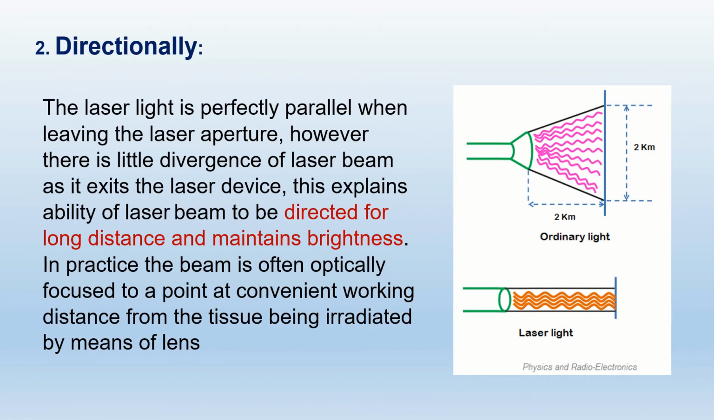Directionally, the laser rays are parallel when leaving the laser aperture, however there is a little divergence of the laser beam. This explains the ability of the laser to be directed for a long distance and maintain its brightness. It's clear how the laser light differs from ordinary light. Practically, this is efficient as the laser can be focused to a point, working on a point at a convenient working distance from the tissue being irradiated.